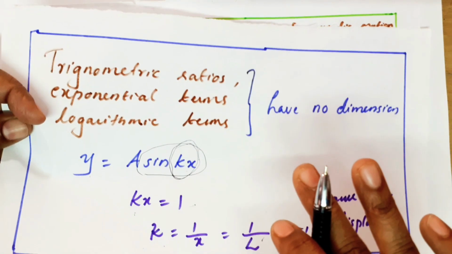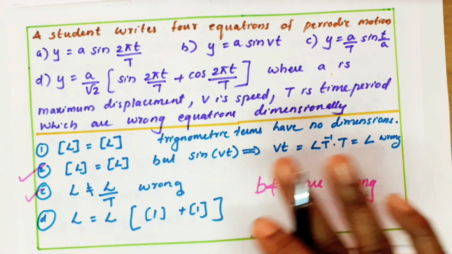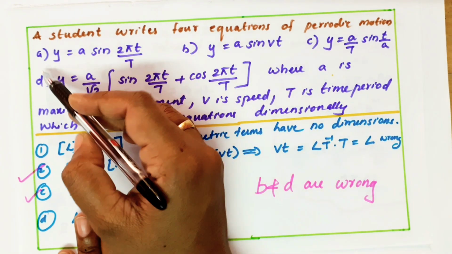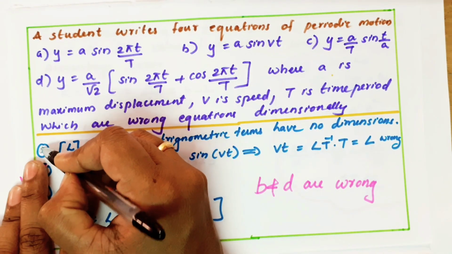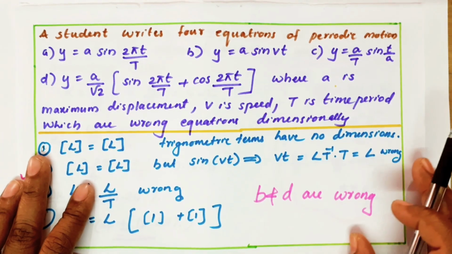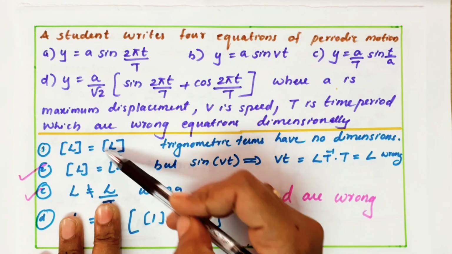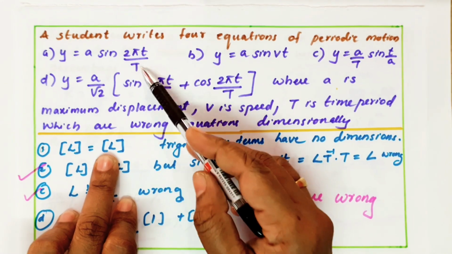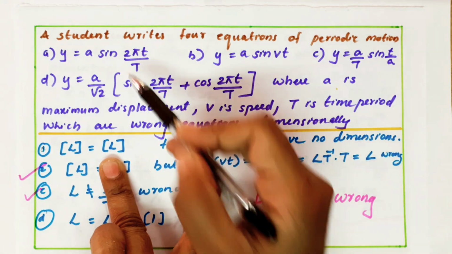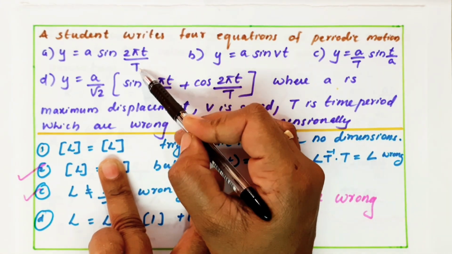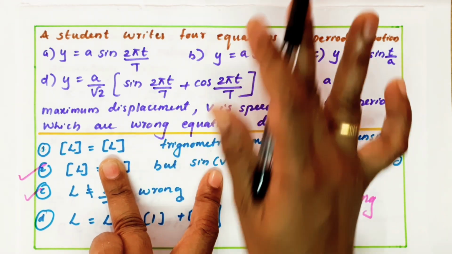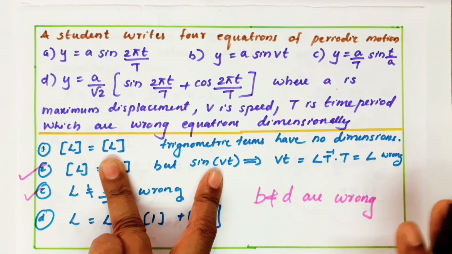And according to the principle of homogeneity, we know that left side and right side dimension should be the same, right? So I am taking one by one the term. First term I am taking A. Dimension of displacement is L. Dimension of A also L. Trigonometric term should have no dimension. So here you see 2πt/T, time by time, that should be equal to 1. So first equation is correct. It is not wrong. It is a correct equation.